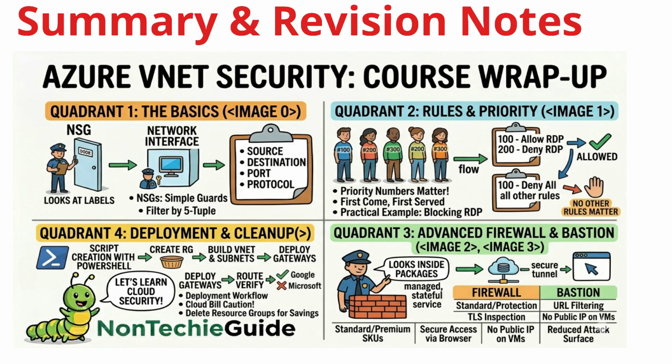From there, we advanced beyond basic guards to deploy the intelligent Azure Firewall, contrasting standard versus premium SKUs, and application versus network rules. We also tackled secure administrative access using Azure Bastion, contrasting it with traditional VPNs and public IP exposure to show how it keeps your servers hidden and safe. Finally, we wrapped up with a practical 5-step deployment workflow, moving from script creation with PowerShell through full verification, emphasizing the cloud bill caution, and the vital step of resource group cleanup for wallet-conscious cloud operations.